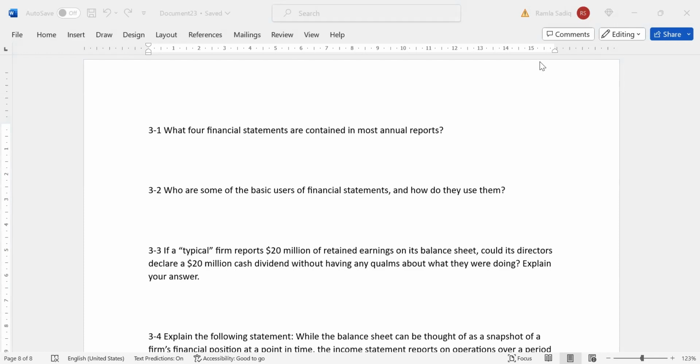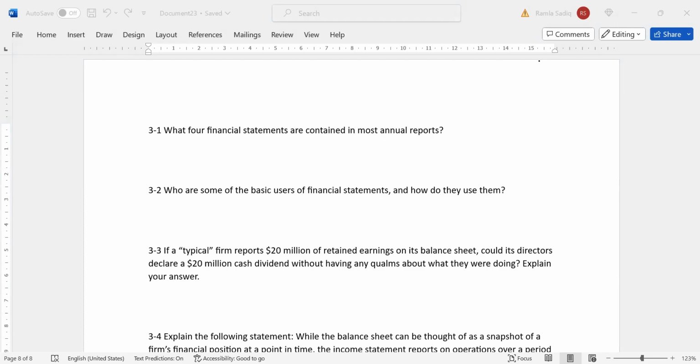The first thing that we're going to do is go through some theoretical foundations. And to do so, we've got about 10 different questions that we want to answer. If we can answer these questions, it'll be a lot easier to understand the core concepts that we are dealing with. And so the first question that we have is, what four financial statements are contained in most annual reports?